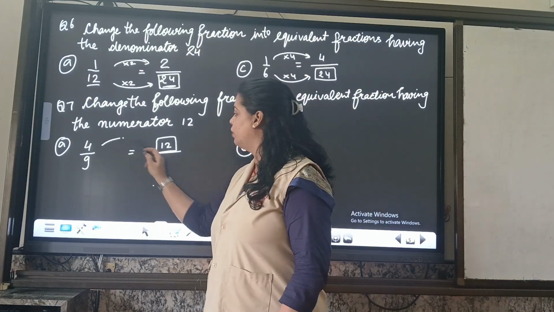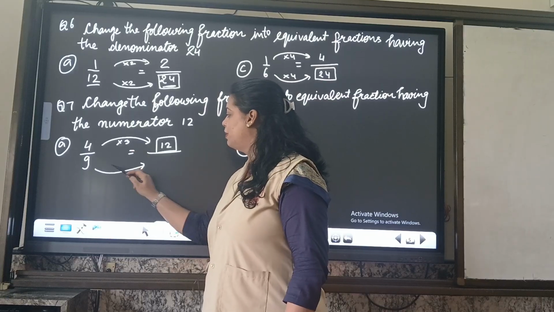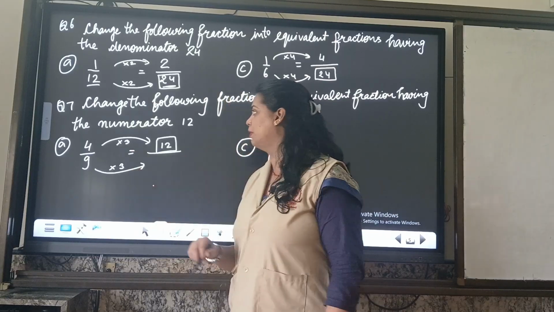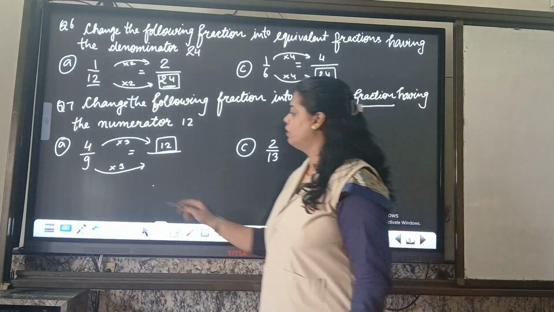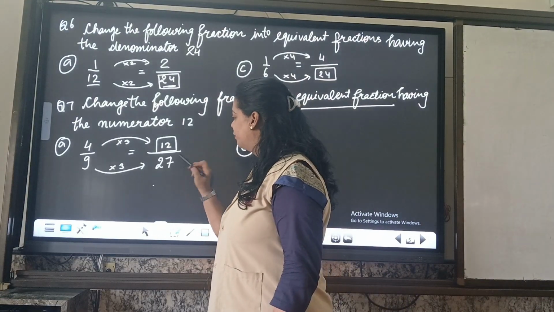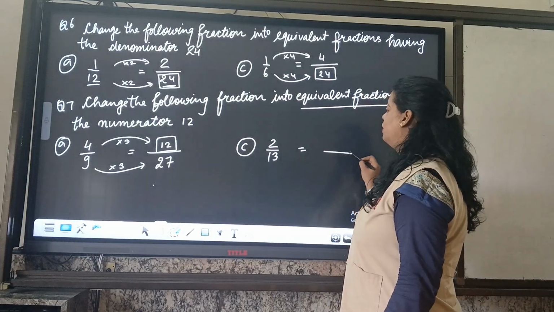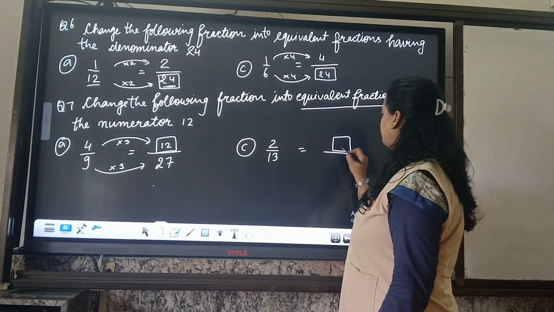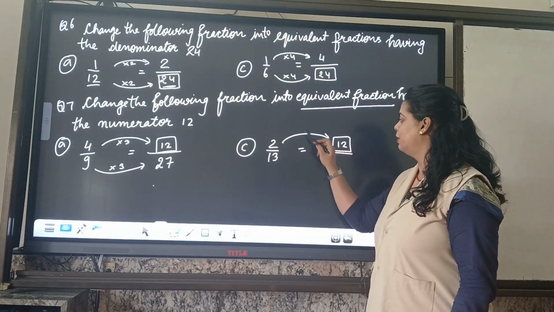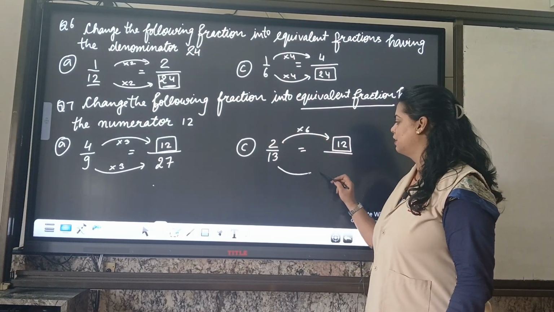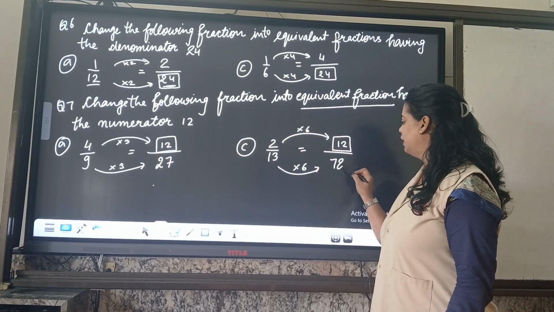So we are going to multiply by the quotient 3, and the same number we will multiply with the denominator because we are going to use the equivalent fraction concept. So it is 27. Now in C part, again we want 12 in the numerator. Which number should be there? Of course we will take multiply by 6. So here you will get 78.